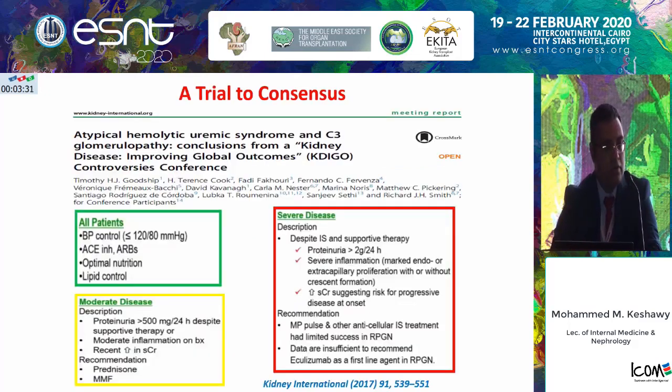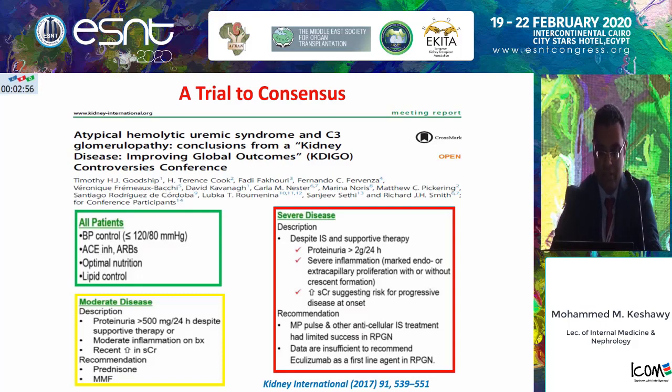In a trial toward consensus about this disease, which has heterogeneous data and a lot of gaps in knowledge, it is recommended that all patients receive blood pressure control to less than 120 over 80, receive ACE inhibitors and ARBs for control of proteinuria, optimal nutrition, and lipid control. Moderate disease was described as proteinuria around 500 milligrams per 24 hours, moderate inflammation, or recent increase in serum creatinine. It is recommended to use MMF and steroids.